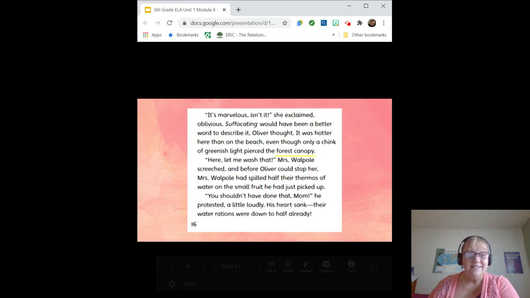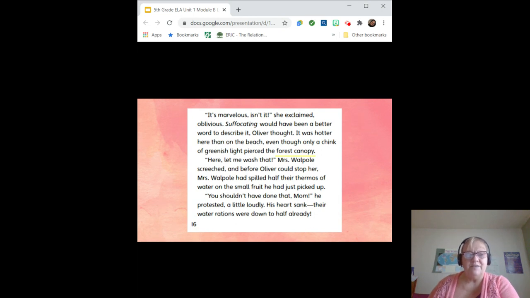"It's marvelous, isn't it?" she exclaimed, oblivious. Suffocating would have been a better word to describe it, Oliver thought. It was hotter here than on the beach, even though only a chink of greenish light pierced the forest canopy. "Here, let me wash that," Mrs. Walpole screeched, and before Oliver could stop her, Mrs. Walpole had spilled half their thermos of water on the small fruit he had just picked up. "You shouldn't have done that, Mom," he protested, a little loudly. His heart sank. Their water rations were down to half already.